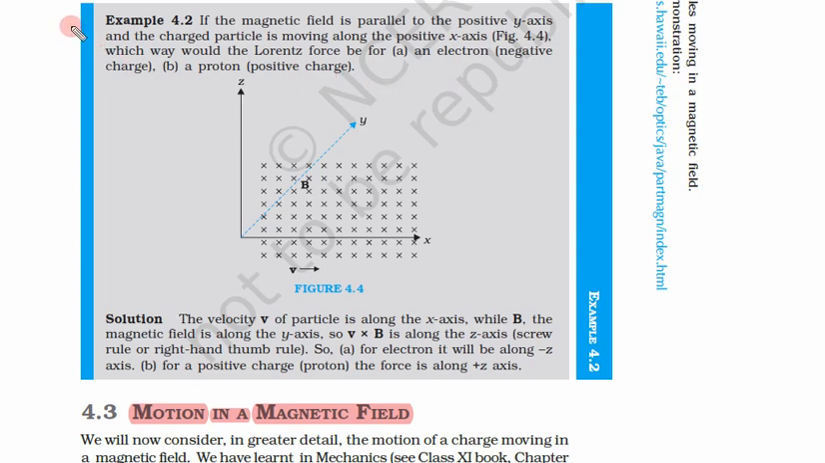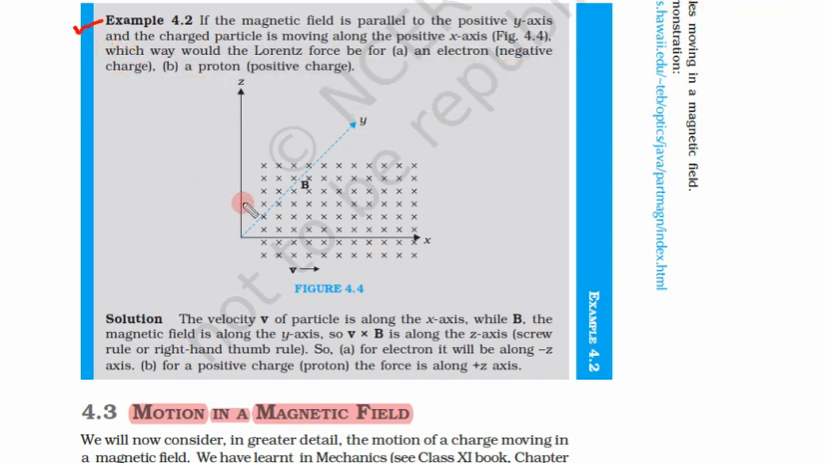Next is example 4.2. Let us read this example. If the magnetic field is parallel to the positive y-axis and the charged particle is moving along the positive x-axis, which way would the Lorentz force be? First for an electron, that is a negative charge, and second for a proton, a positive charge. So let us see this diagram.